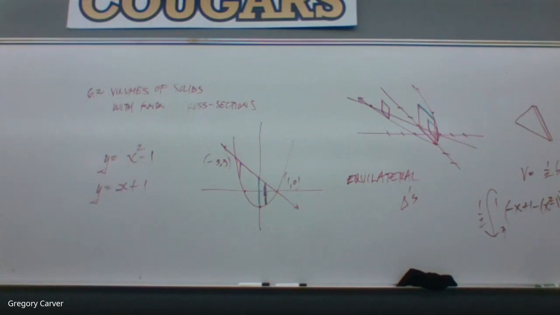Top curve minus bottom curve. How we doing, people? We all good? Okay, I'm gonna take you back to geometry. We got this. An equilateral triangle is a 60, 60, 60 triangle, correct?